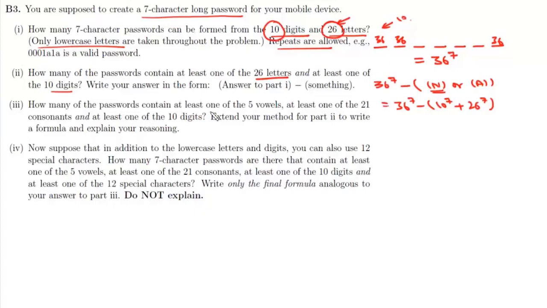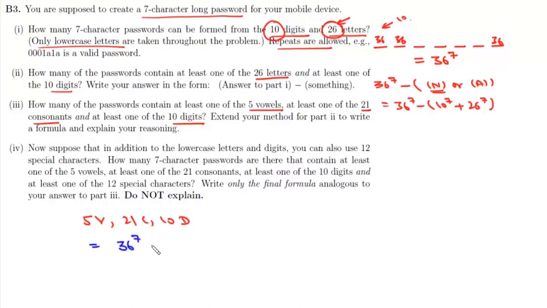How many passwords contain at least one of the 5 vowels, at least one of 21 consonants, and at least one of these 10 digits? So now we have 5 vowels, 21 consonants, and 10 digits. Now we need to form a 7-character long password containing at least one from each category. Again we'll solve this using inclusion-exclusion. So what we'll do is we'll find the total.